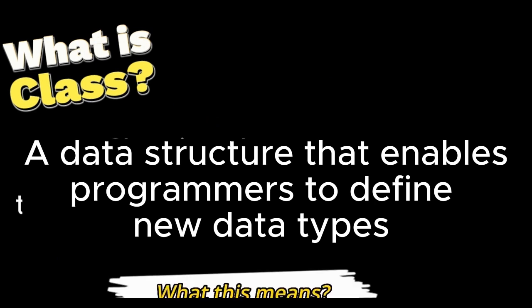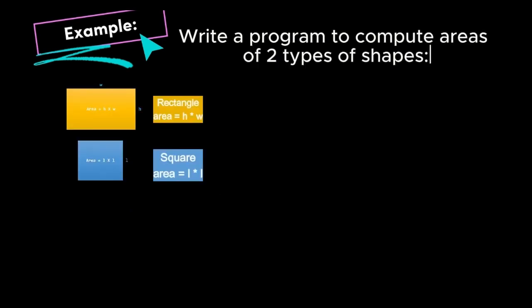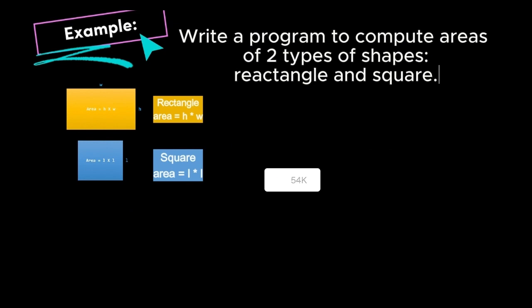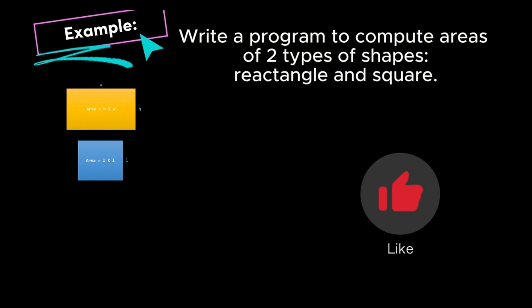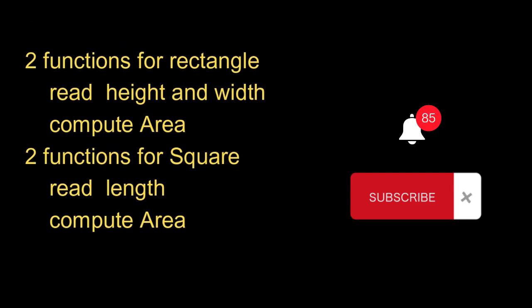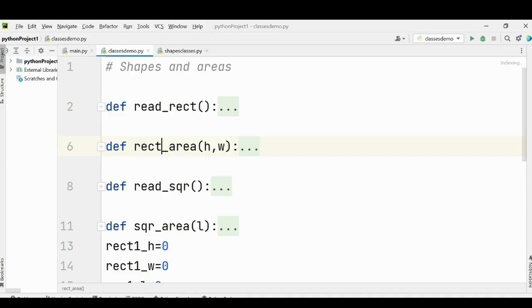The definition might not be clear enough to understand the concept. So, let's take an example. What if you are asked to write a simple program to compute the area of two types of shapes? Say, rectangle and square. To do so, you will write a program to read the dimensions of shapes separately. Then compute the area for each shape by writing 4 functions as shown in the code.